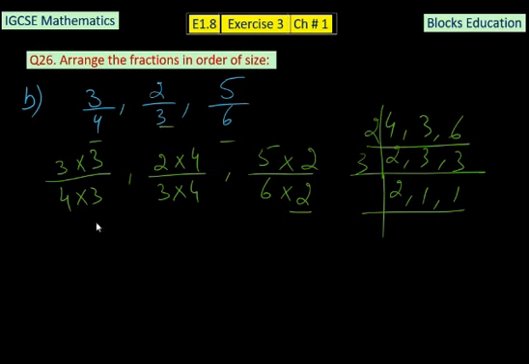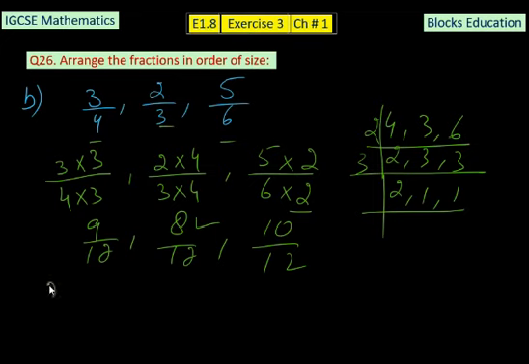So 3 3s are 9, 9 over 12, 4 2s are 8 over 12, and 5 2s are 10 over 12, right? So the smallest number is 8, which is 2 over 3. Then comes 9, because we have three numbers 8, 9 and 10. First is 8, then 9, 9 over 12 is 3 over 4, and then comes 10 over 12, which is 5 over 6. So this is how you decide.